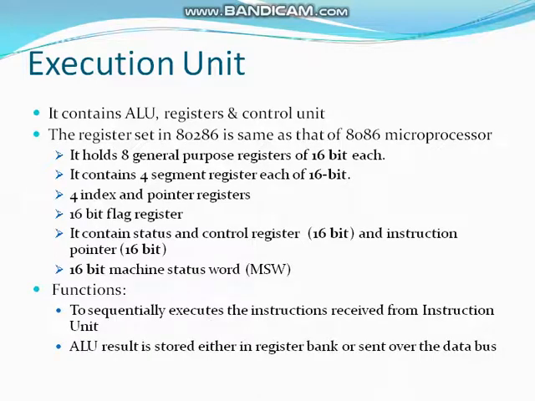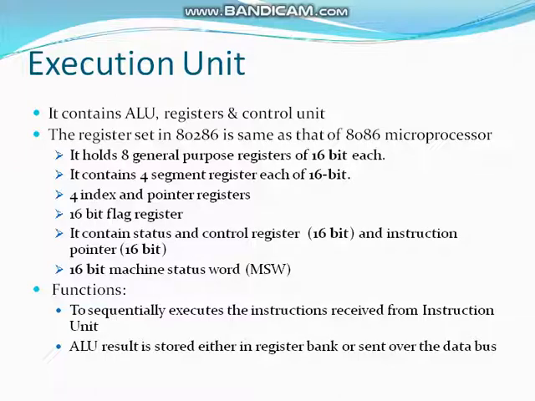The execution unit consists of the ALU, registers, and some control units. It consists of the set of registers, same as the 8086, and apart from that it contains other registers too. It has 8 general purpose registers, each 16 bit, and 4 segment registers, again 16 bit. It has 4 index and pointer registers also. It has a 16-bit flag register, which contains the status as well as the control register, and an instruction pointer, each of 16 bit.